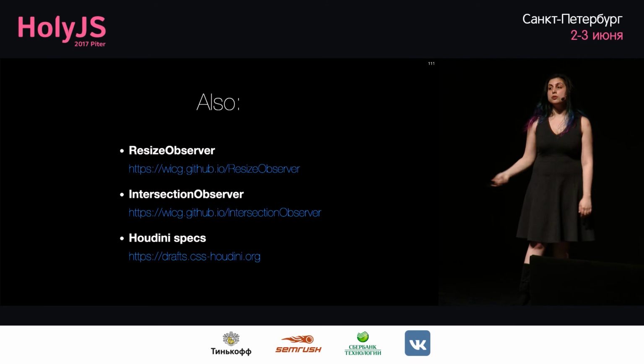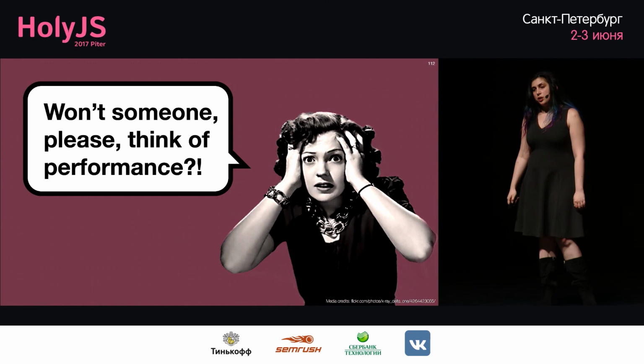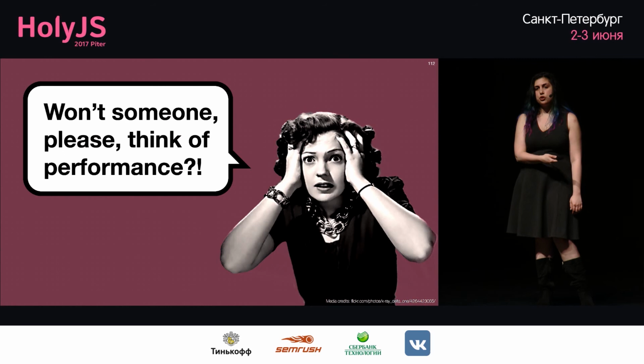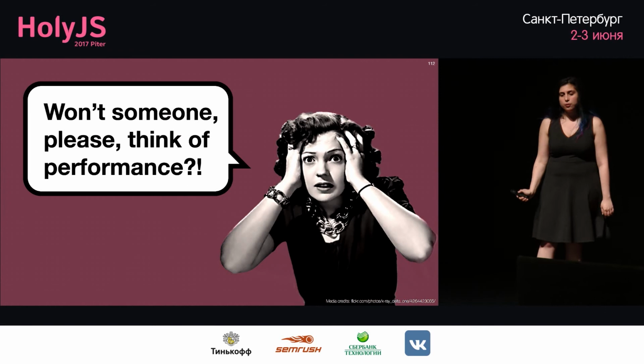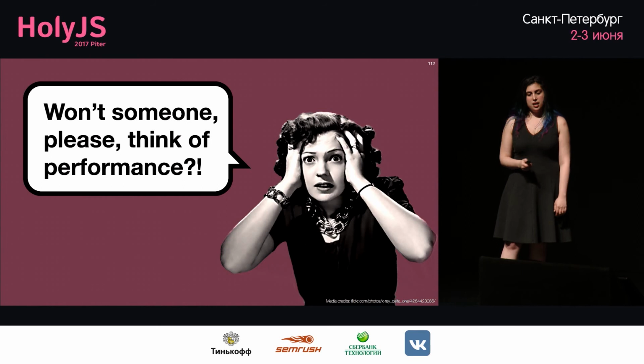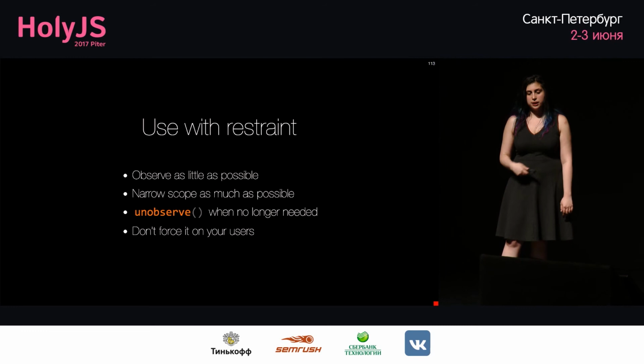And yes, some of them, especially mutation observers, can affect performance. As I've discussed, intersection observer can actually increase performance. But yeah, mutation observers could decrease performance. In theory. I use them extensively. I haven't actually observed any difference. But in theory, yes, if you observe too many things. So try to observe as little as possible. Try to observe as small of a scope as possible. And unobserve when no longer needed. Don't observe pointlessly.